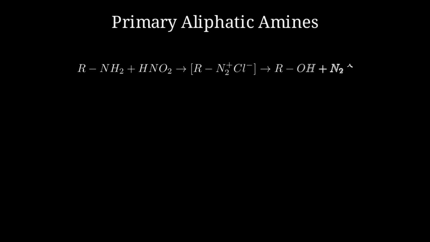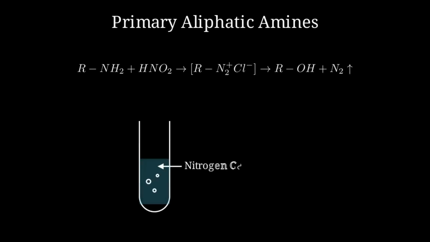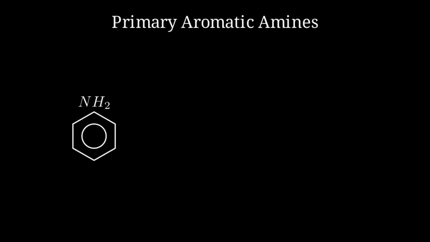Primary aliphatic amines react with nitrous acid to form highly unstable diazonium salts. These decompose immediately, even at low temperatures, releasing nitrogen gas which appears as distinct effervescence, while leaving behind an alcohol in the solution. Primary aromatic amines, like aniline, behave differently.